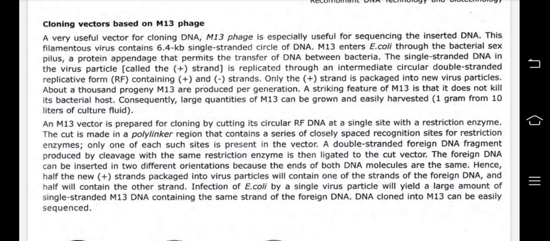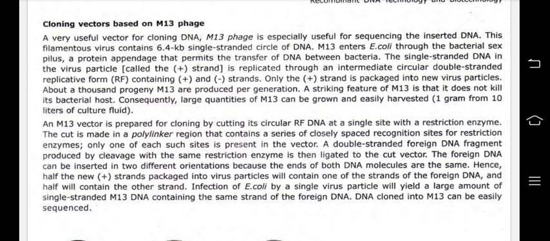An M13 vector is prepared for cloning by cutting its circular RF DNA at a single site with a restriction enzyme. The cut is made in a polylinker region that contains a series of closely spaced recognition sites for restriction enzymes. Only one of each site is present in the vector. A double-stranded foreign DNA fragment produced by cleavage with the same restriction enzyme is then ligated to the cut vector. The foreign DNA can be inserted in two different orientations because the ends of both DNA molecules are the same.